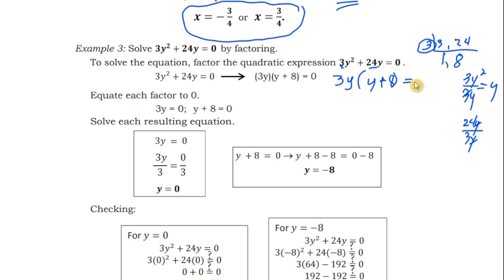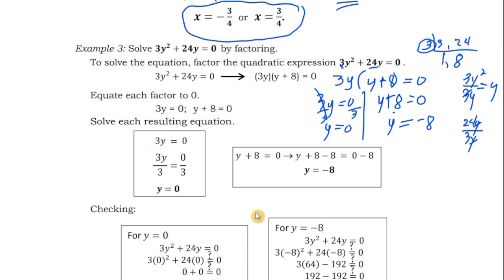So equating both, 3y equals 0, then y plus 8 equals 0. We now divide both sides by 3. So y is 0, then y is negative 8, because we're going to transpose the 8 to the other side. Okay, so let's check. We could now say that the two values of y are 0 and negative 8.